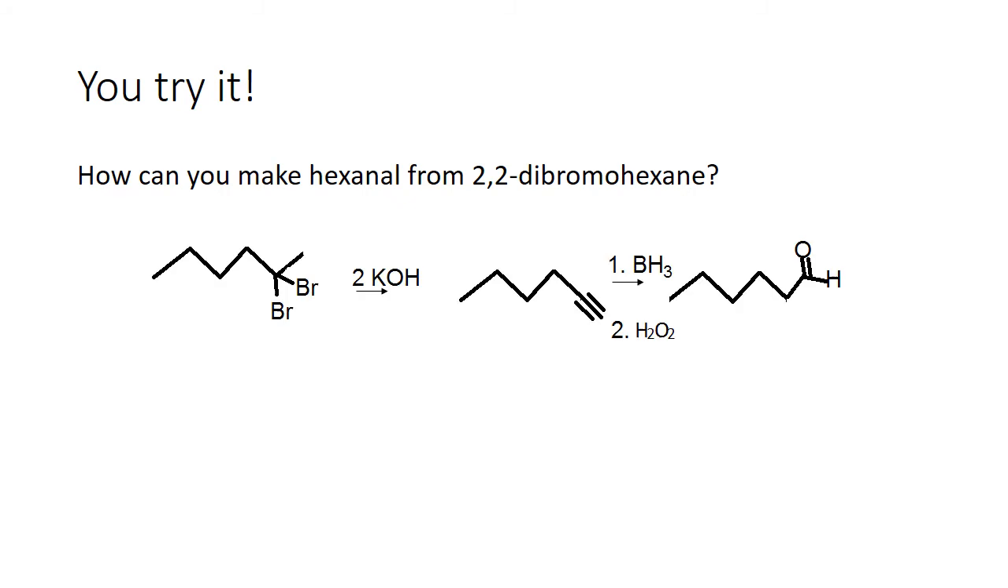So here is the 2,2-dibromohexane, and we can treat it with strong base. You actually then have the 1-alkyne. The 1-alkyne can be treated with borane and hydrogen peroxide, and it gives us the aldehyde. Remember, the oxygen goes on the less substituted carbon when borane is involved.